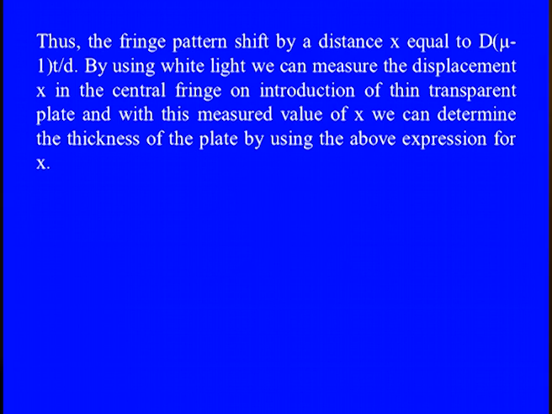Thus, the fringe pattern shifts by a distance x equal to capital D into (mu minus 1) into t divided by small d. By using white light, we can measure the displacement x of the central fringe on introduction of a thin transparent plate, and with this measured value of x, we can determine the thickness of the plate by using the above expression for x.